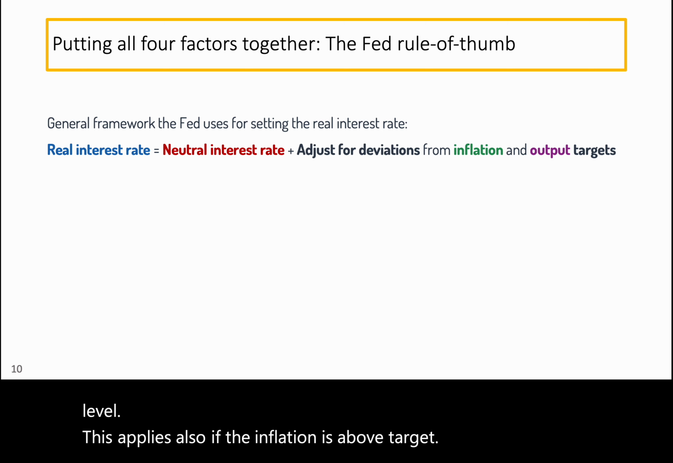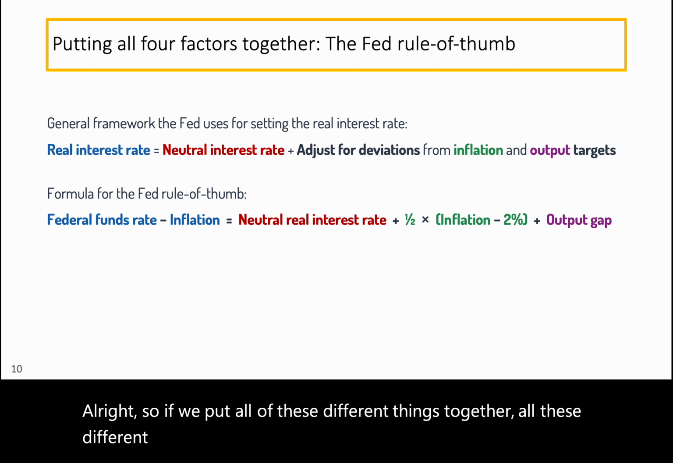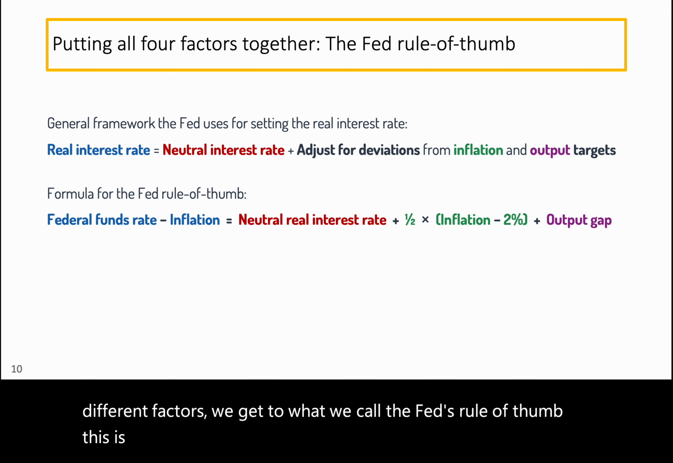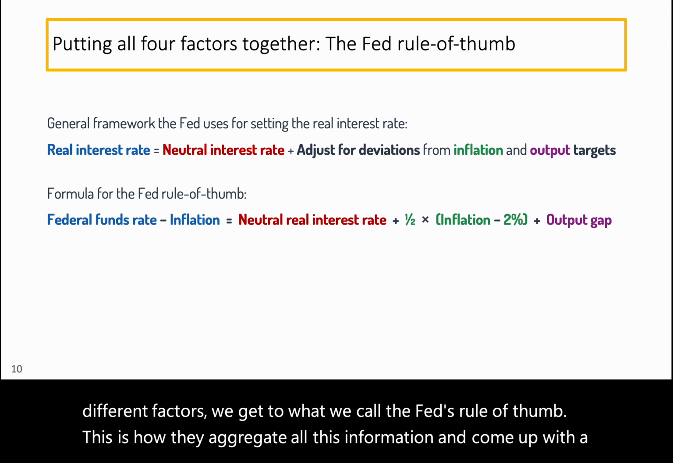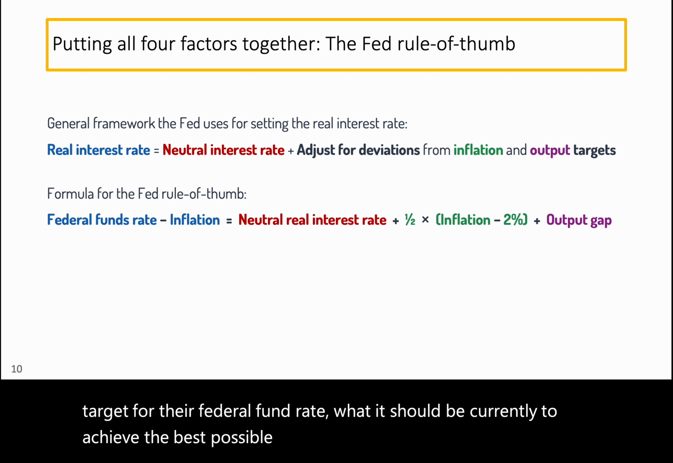All right, so if we put all of these different factors together, we get to what we call the Fed's rule of thumb. This is how they aggregate all this information and come up with a target for their federal funds rate, what it should be currently to achieve the best possible economic outcome.